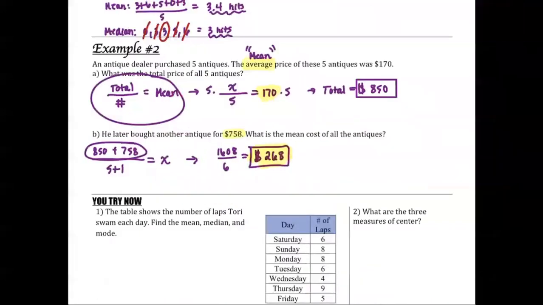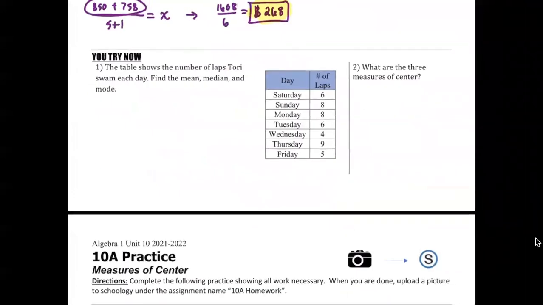Now, if you want to pause your video and try the 2 you try nows at the bottom, for the first one, I want you to find the mean, median, and mode. And then number 2, answer and tell me what are the 3 measures of center. Pause your video now if you want to see what the answers are.